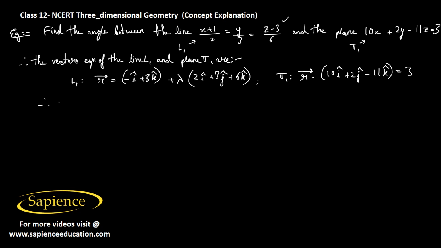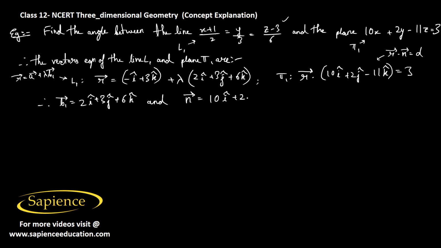So therefore, if we compare the equation of the line with r vector equals a vector plus lambda b1 vector, and the equation of the plane with r vector dot n vector equals d, then the b1 vector, which is parallel to the line L1, will be 2i cap plus 3j cap plus 6k cap, and the normal vector n vector to the plane pi 1 will be 10i cap plus 2j cap minus 11k cap.